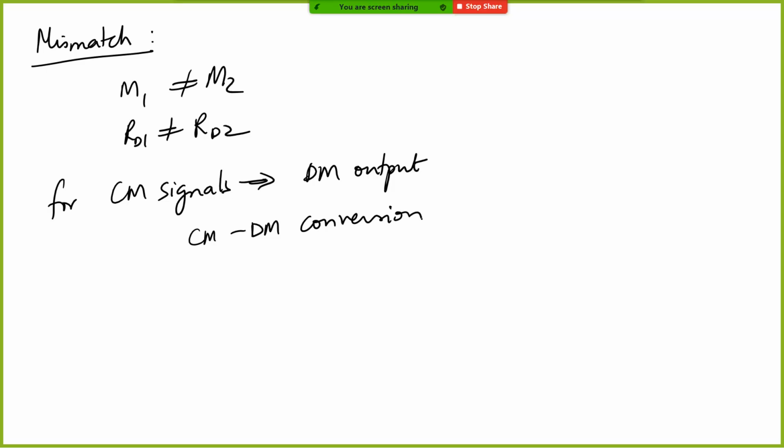And you'll also have differential mode to common mode conversion happening. So that we will see in the next class. All right. So we'll wind up the class with this. Any doubts? Any questions?